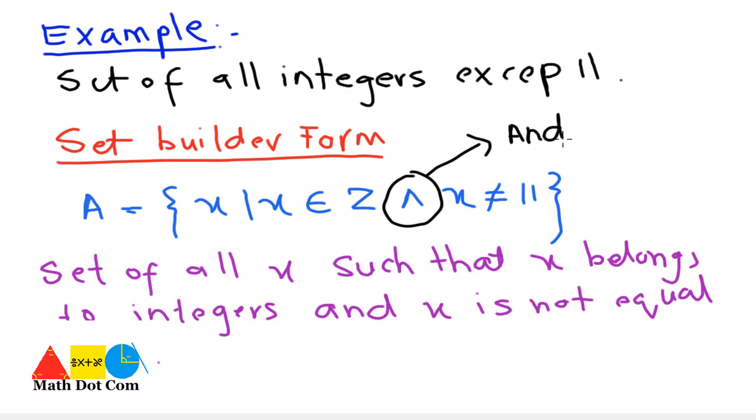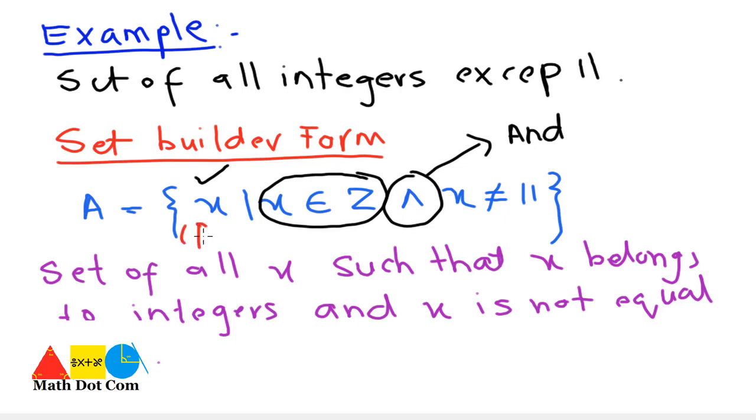Firstly we start with brackets, then we use any variable that will represent the element of the set. Then we represent its property, that is, which type of numbers those elements belong to. For your convenience, we can say there are three parts here.